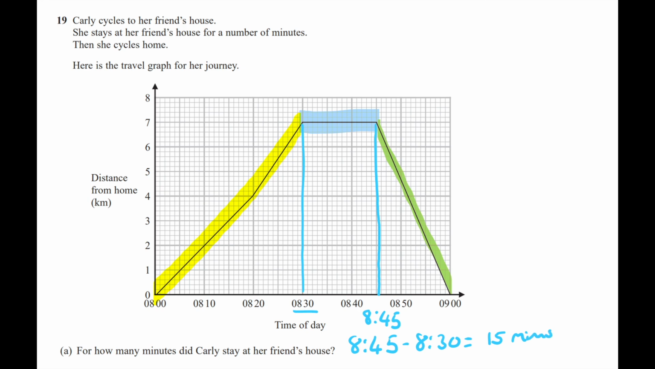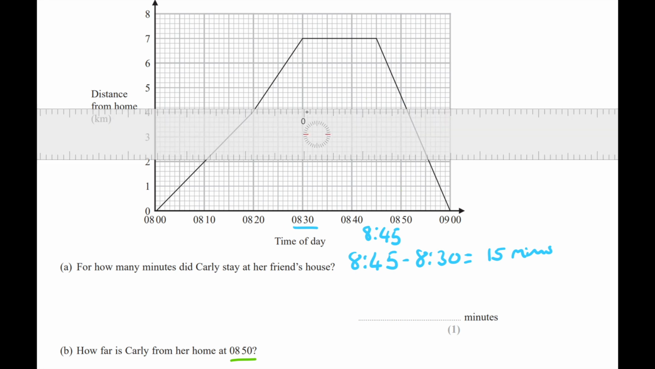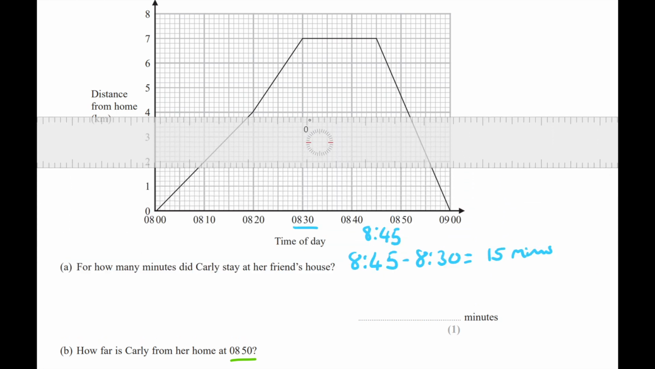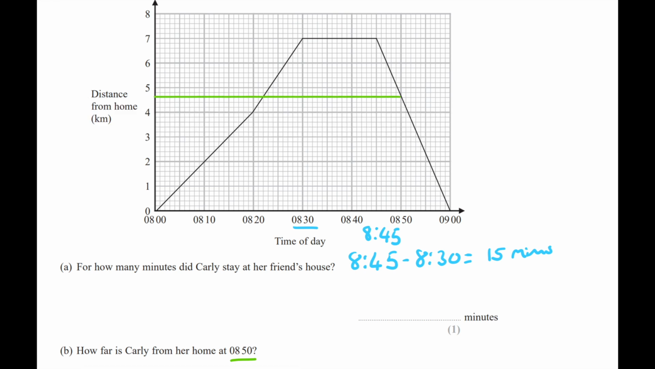Okay, next bit. At 8:50, how far is she away from home? I'll get rid of some of the working for this. You've got 8:50 there, and then we're going to look across, and I'm going to do this with a ruler. So 8:50, that bit. Then we're going to go across here to see how far she's away, and I'm going to zoom in slightly.